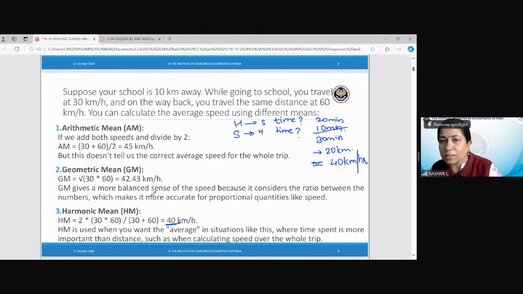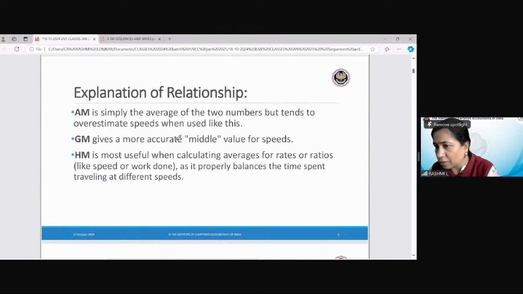Okay, so this is the general overview of what we are going to talk about. AM is simply the average of two numbers. Geometric mean gives more accurate middle values, and HM is more useful while calculating the average of ratios or rates like speed and work done, as it properly balances the time spent at different speeds.